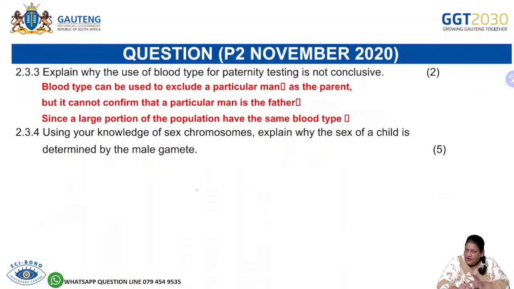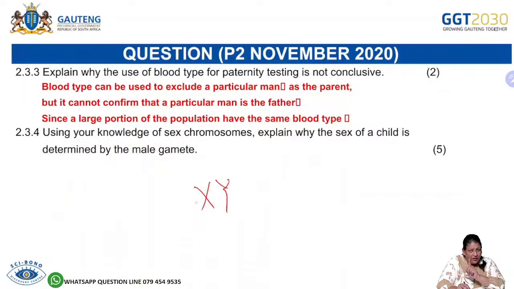Because any individual, whether you're a boy or a girl, must have an X chromosome. So that can come either from the mother or the father. But for you to be a boy, the Y has to come from the father. So therefore, a father is a male. Therefore, the sex of the child is determined by the male gamete.